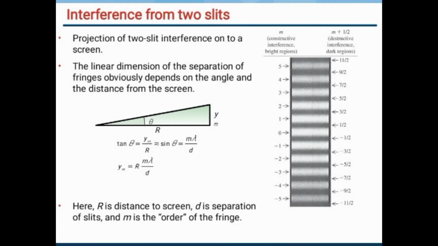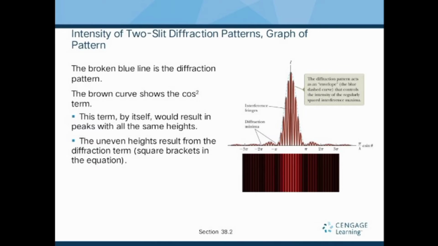A linear dimension of the separation of fringes obviously depends on the angle and the distance from the screen. Here, r is the distance to the screen, d is the separation of slits, and m is the order of the fringe. Intensity of two slit diffraction patterns. Graph of a pattern. The broken blue line is the diffraction pattern.